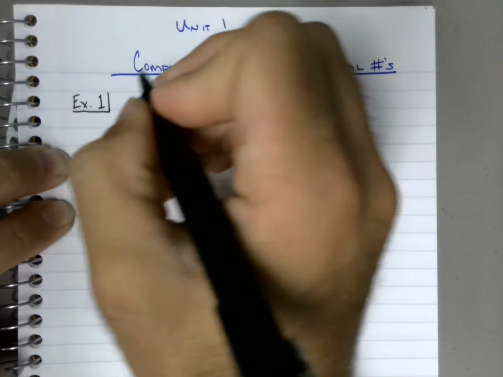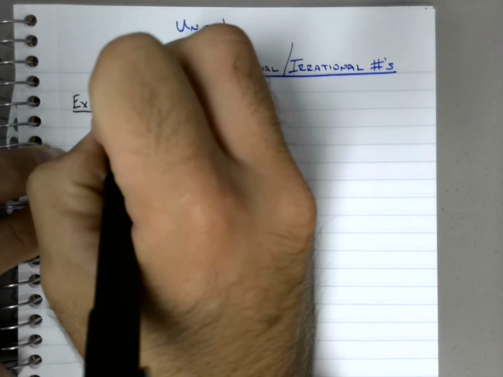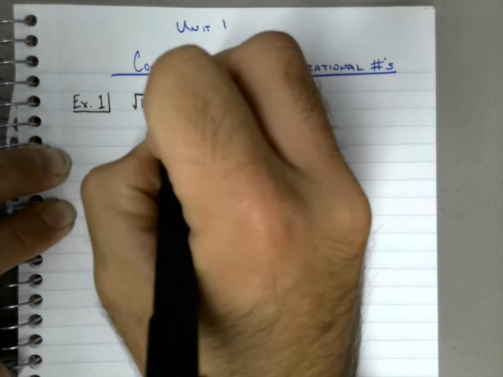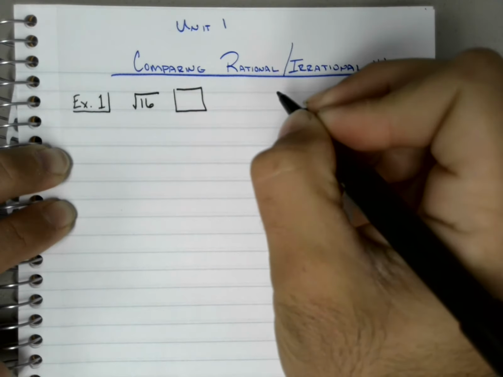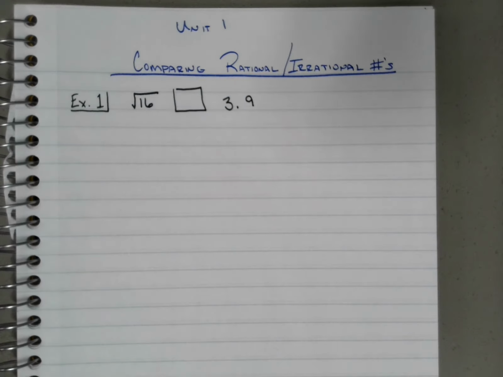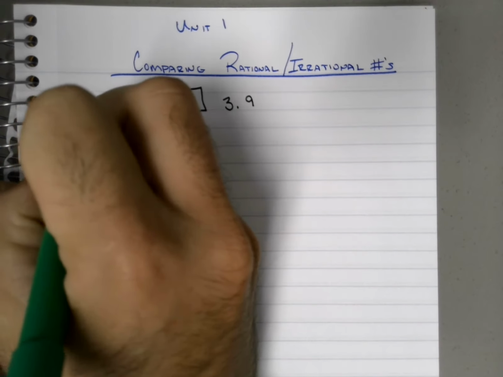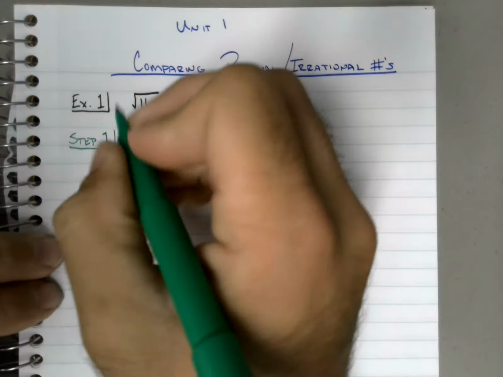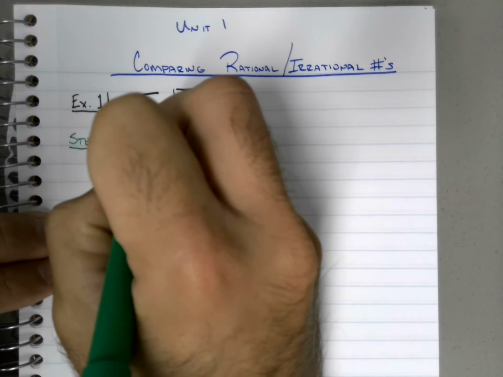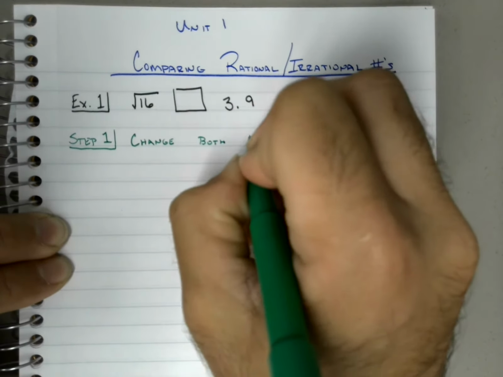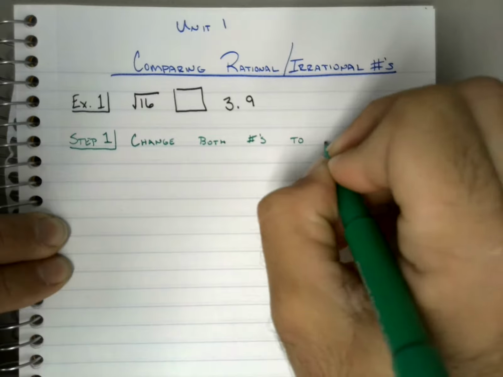Say we want to know if the square root of 16 is equal to, greater than, or less than 3.9. So the first thing that we want to do, step one, is change both numbers to a decimal.